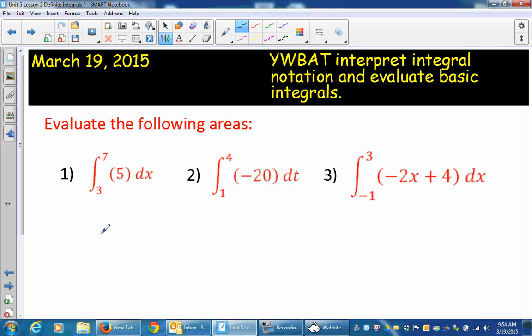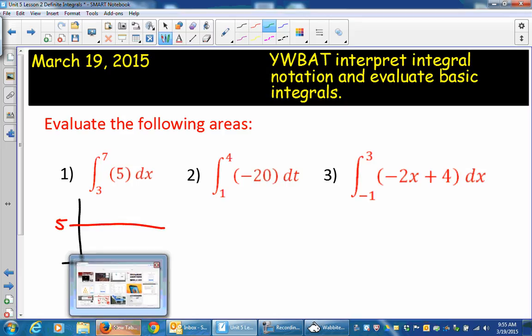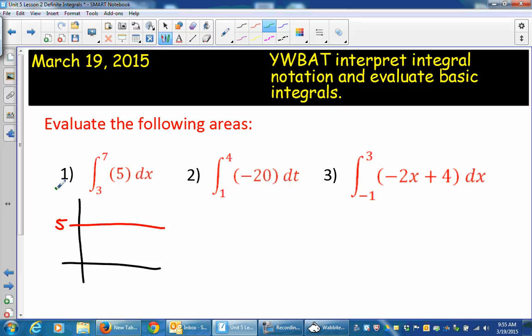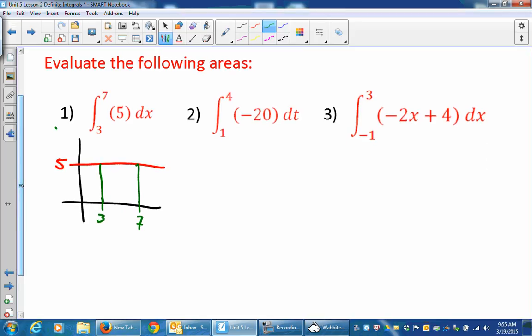Is everybody okay with number 1? What does it look like? Every line is straight, a horizontal line. So a horizontal line at 5, and you're going from where to where? From 3 to 7. And what kind of shape is that? A rectangle. So the base times the height, so 20. Everybody good there?